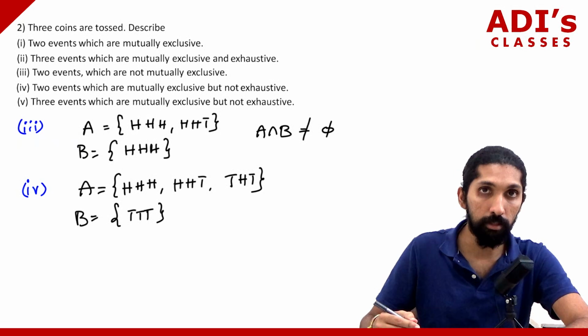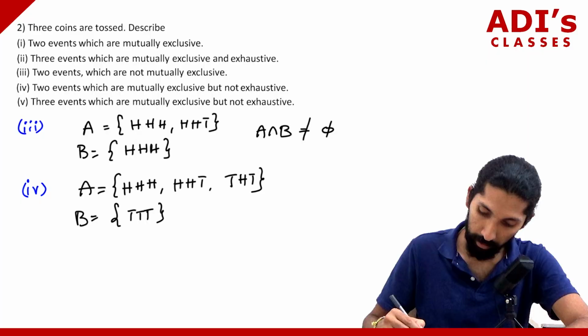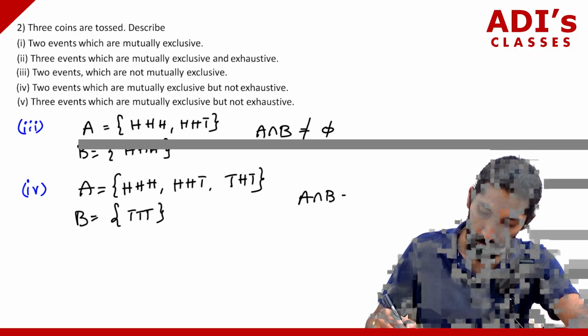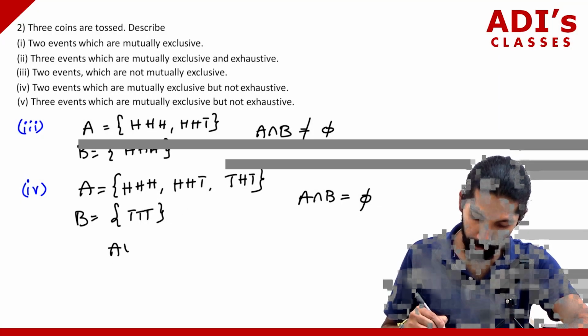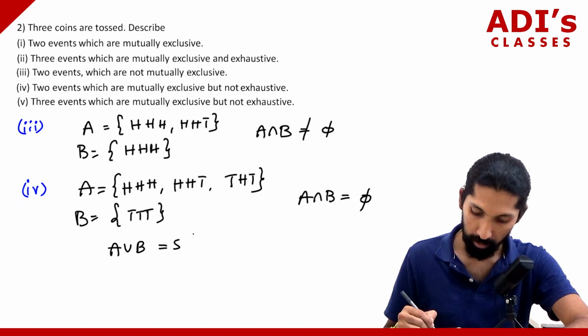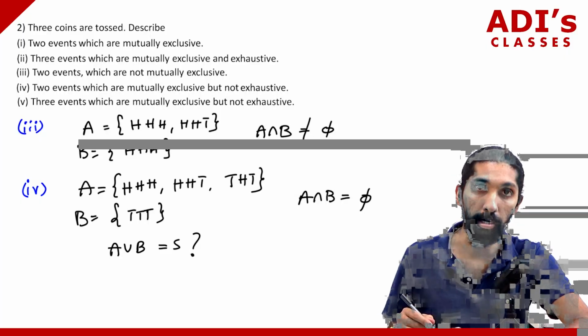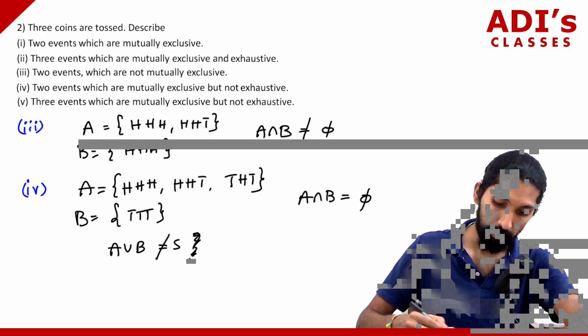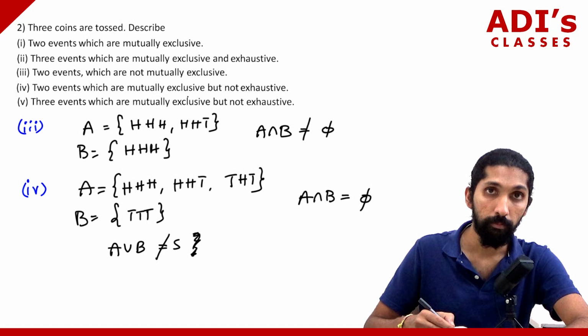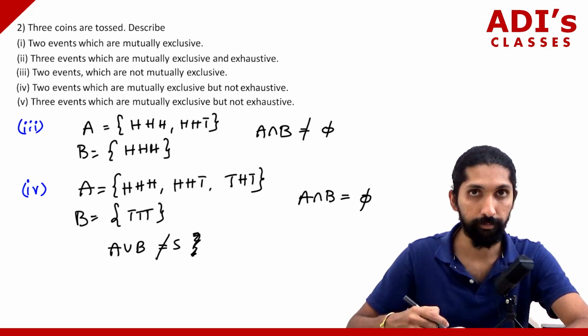Now, they are mutually exclusive, correct? So A intersection B is equal to phi. So they are mutually exclusive. But is A union B equal to S? Is it? No, right? Since this is not equal, we can say that it is mutually exclusive but not exhaustive.